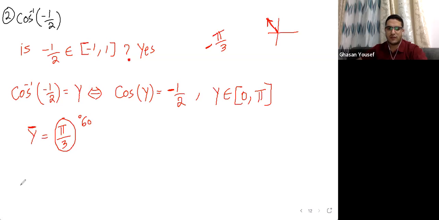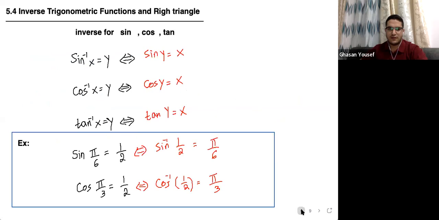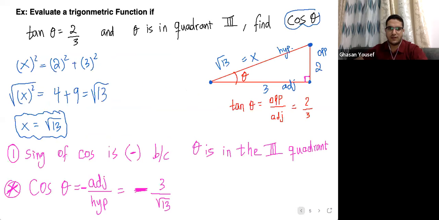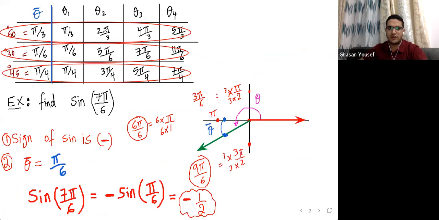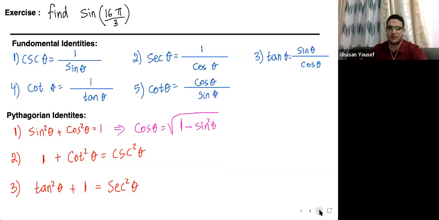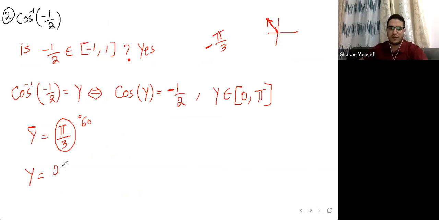So I'm looking for the angle y. This is the reference angle. I need the y in the second quadrant of pi over 3. So go back to the table again. Here is the pi over 3. In the second quadrant, it's 2 pi over 3. So the answer is 2 pi over 3.